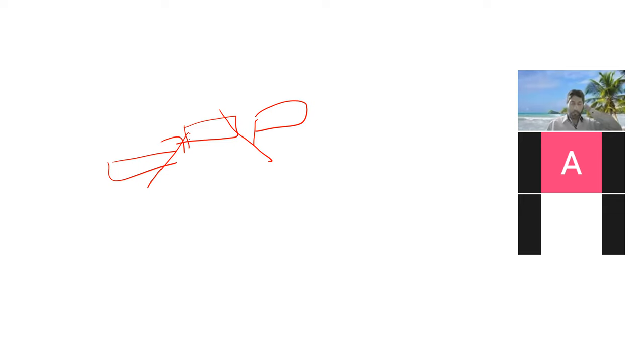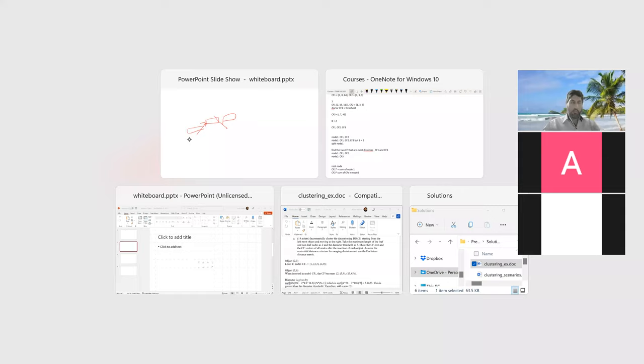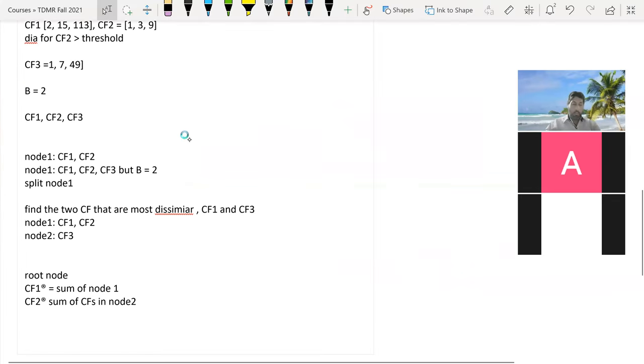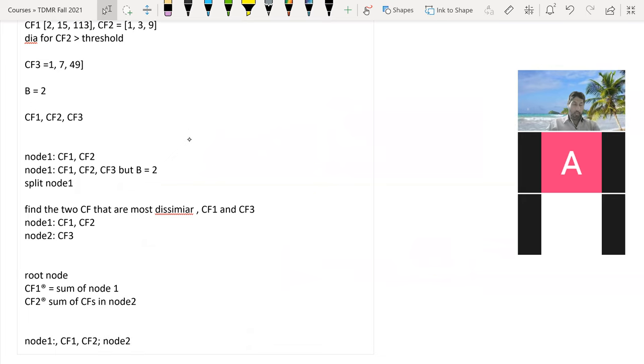Sir, ek node hamare paas thi jisme CF1 and CF2 humne kaha hai and ek node 2 hai jo bhi CF3 hai, iska samajh yahan tree mein structure kaise ho raha hai. Ji, so let me, so ji main leaf node ki baat kar raha hu. Node 1 leaf node hai, theek hai. Isme aap keh rahi hain CF1 hai aur CF2 hai, theek hai. Aur leaf node pe hi node 2 jo tha isme CF3 hai.